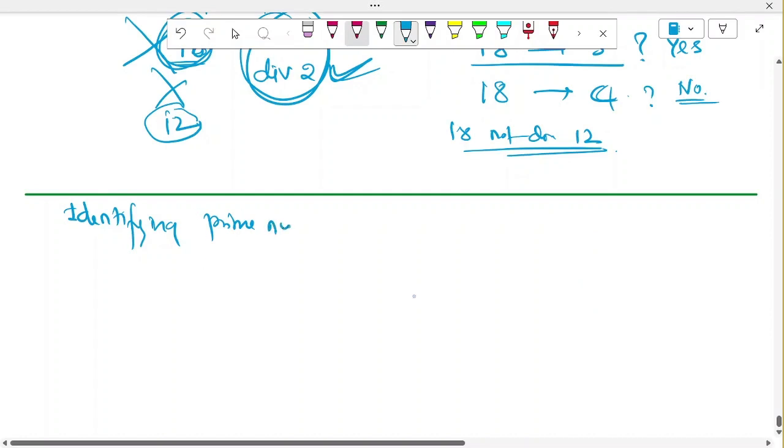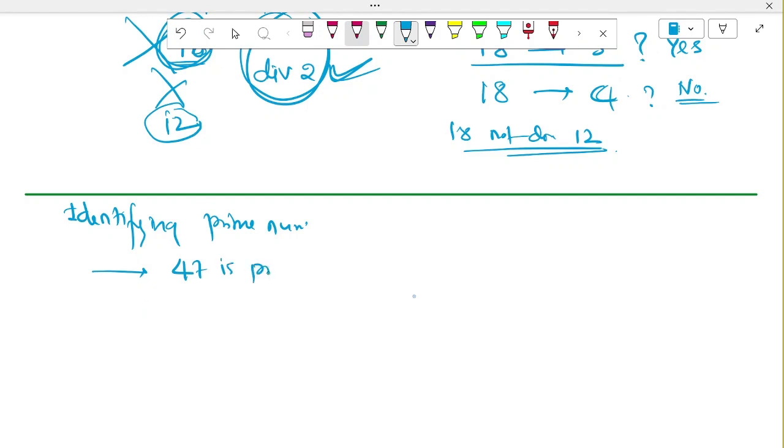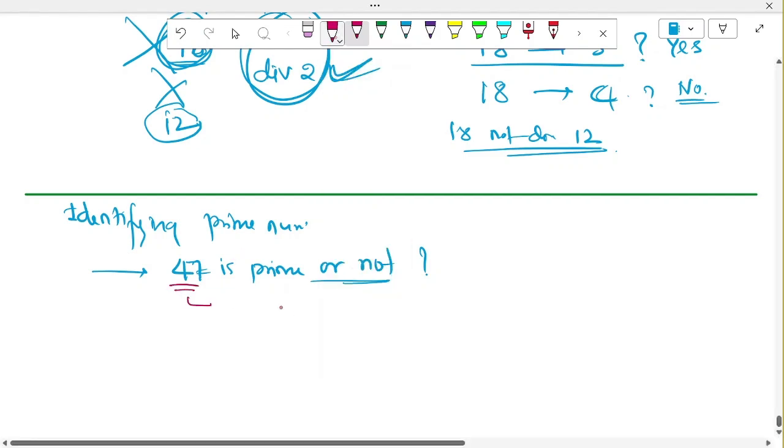Identifying prime numbers. Now you'll get a question straight away like this: check whether 47 is a prime number or not. To solve such questions, what is the naive way of doing it? Naive way means the obvious way of solving this question. You will take this number and keep dividing it, excluding 1 and 47. Other than 1 and 47, you go on dividing.